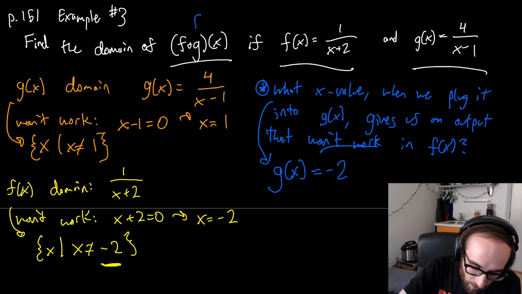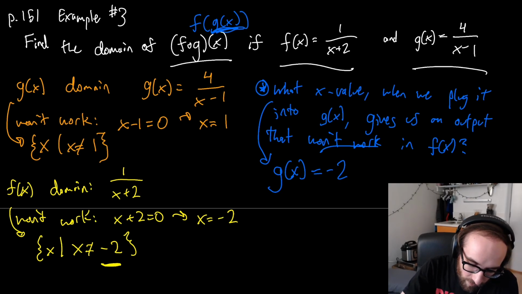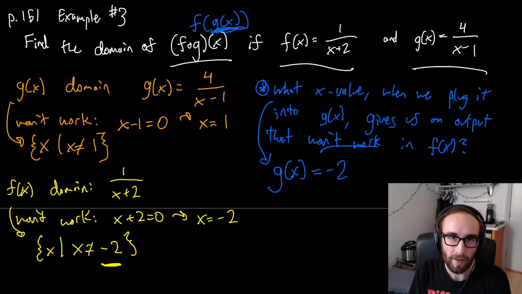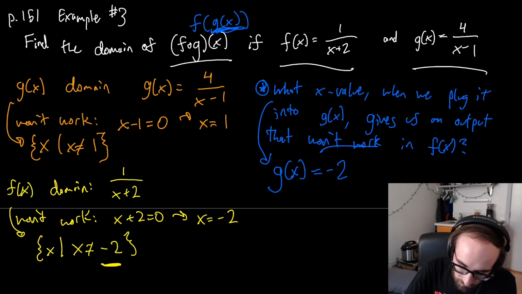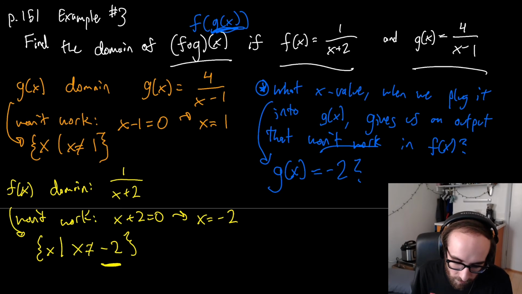Because remember, here we have f of g of x, so if our output of g of x doesn't work in f, then we can't plug it in and get an output after we compose the functions. What x value gives us negative 2?